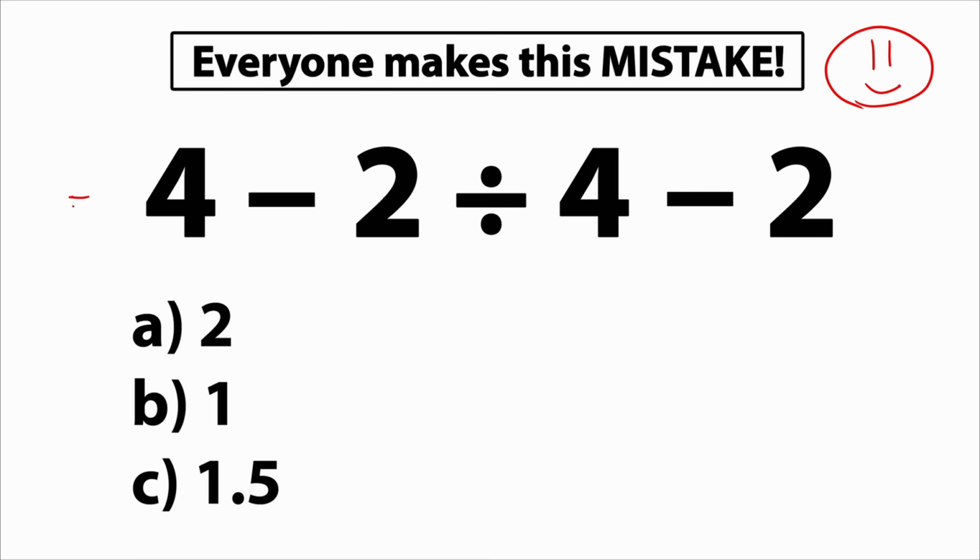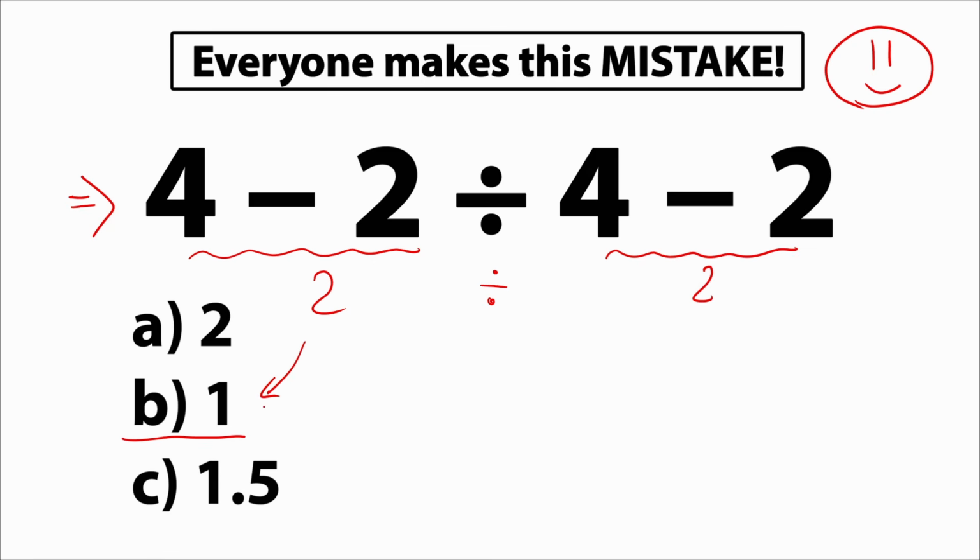Here in the middle of the screen you can see the first question. So we have 4 minus 2 divided by 4 minus 2. A lot of students might be thinking the correct answer is B, because here we have 4 minus 2 is equal to 2, and here 4 minus 2 is also equal to 2, and we have 2 divided by 2, so maybe the correct answer is B, which is 1, but this is not the best way. How can we solve this question?